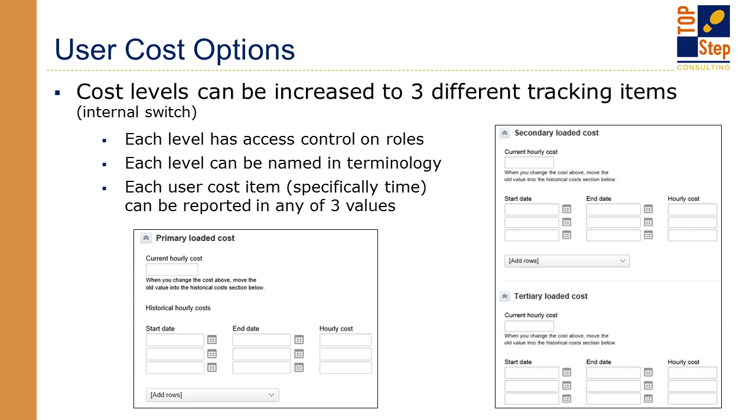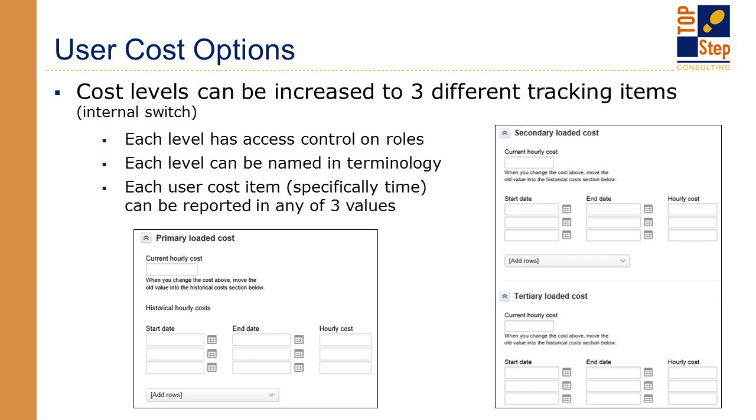Now you can also have 3 different cost levels per user. So there's an internal switch, and what we often see being used is the primary loaded cost is used to track a salary level cost for an employee, which could include benefits built into the calculation. And as a security measure, you can only allow certain levels, such as executives, human resources, finance, etc., to have access to see this rate or to run reporting using this type of rate.